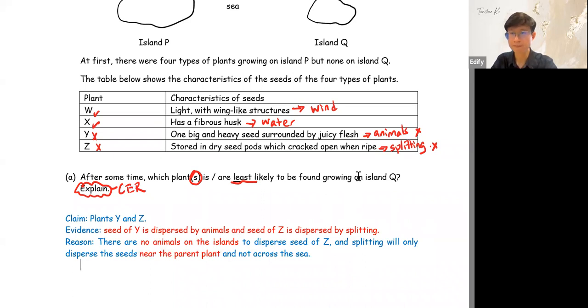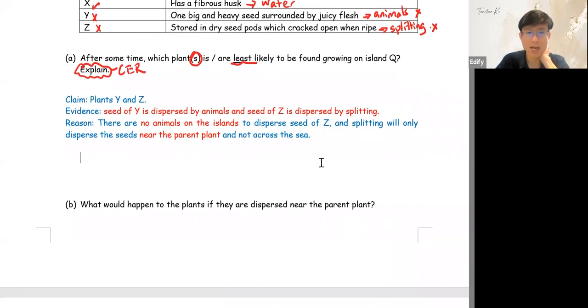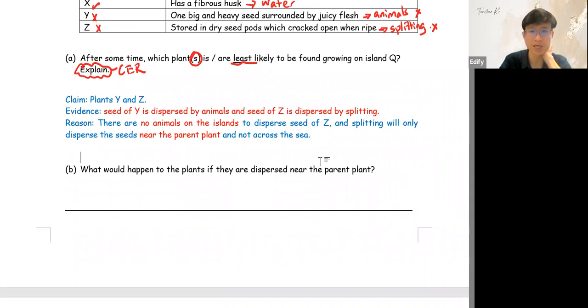Okay. All right, so let's go to part B. What happens to the plants if they are dispersed near the parent plant? All right, so this is again a repetition. We want to practice writing, right?